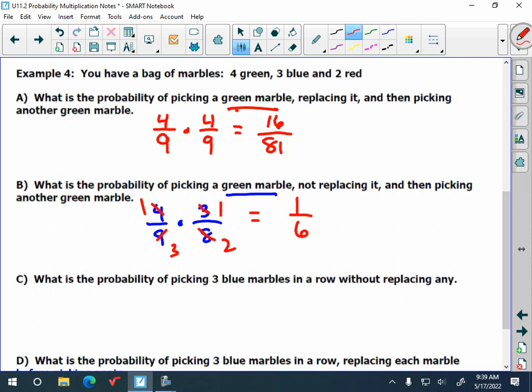All right, part C, what's the probability of picking 3 blue marbles in a row without replacing any of them? See if you can set that one up and find the probability.